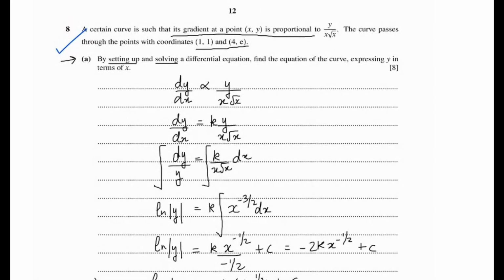And 1 to the power of anything is 1. So negative 2k plus c. And this implies that c is 2k. Okay, that's the relationship between c and k. Now we'll make the second substitution, which is the point 4, e.